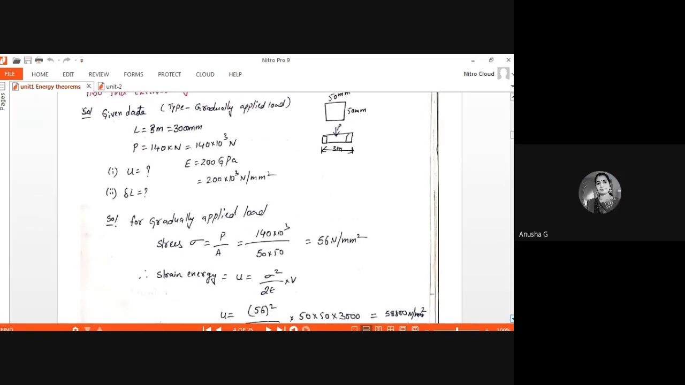Next one, strain energy. Strain energy U equals to sigma square by 2E into V. Simple formula, substitute the values. Sigma we have already calculated as 56. 56 into 56 by 2 into 10 power 5 into volume. What is meant by volume here? Area into length. Area is already given, 50 into 50. Length is 3000 mm. Substitute the values and then tell me the value of strain energy. U equals to how much?